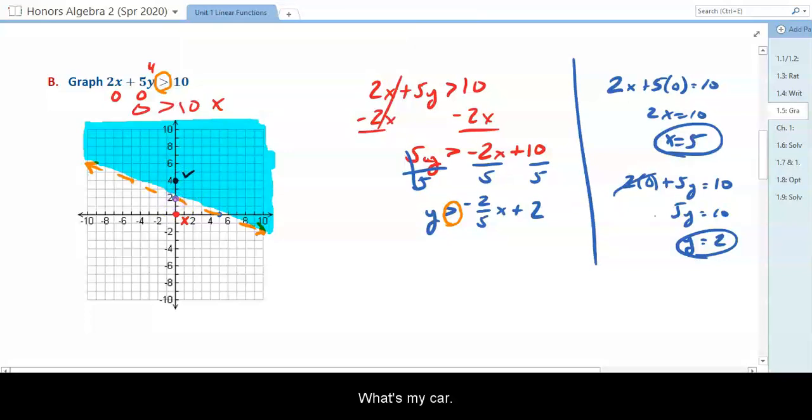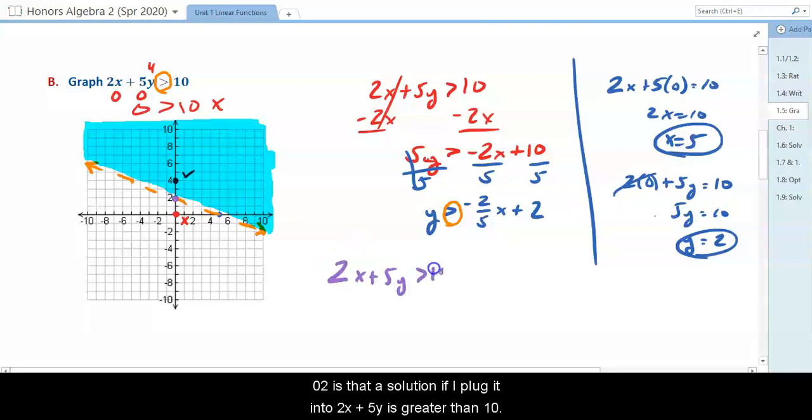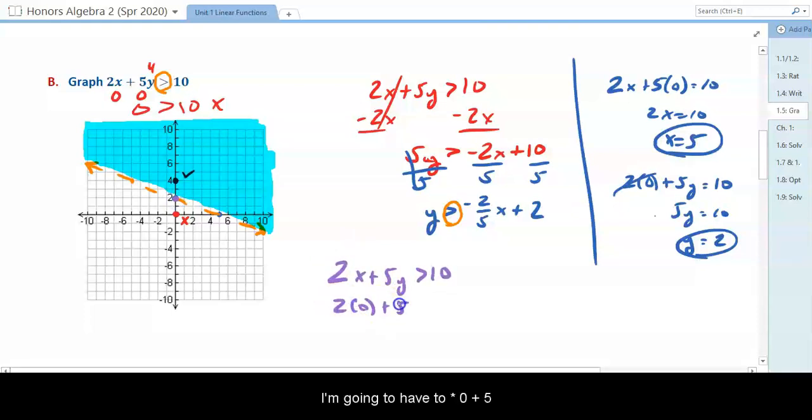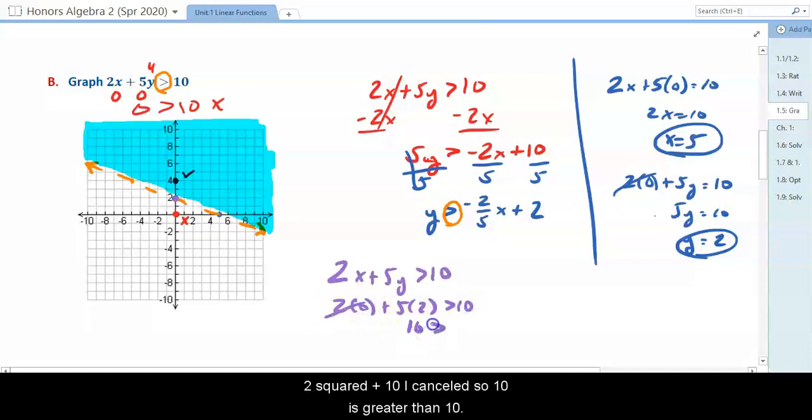But let's go back to our y-intercept for a second. (0, 2). Is that a solution? If I plug it into 2x plus 5y is greater than 10, well, I'm going to have 2 times 0 plus 5 times 2 is greater than 10. That cancels. So 10 is greater than 10. Is 10 greater than 10? Nope. So that's not true. So the ordered pair (0, 2) is not a solution to this inequality.